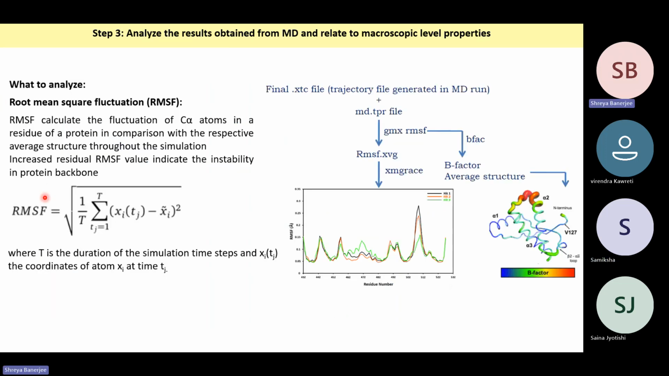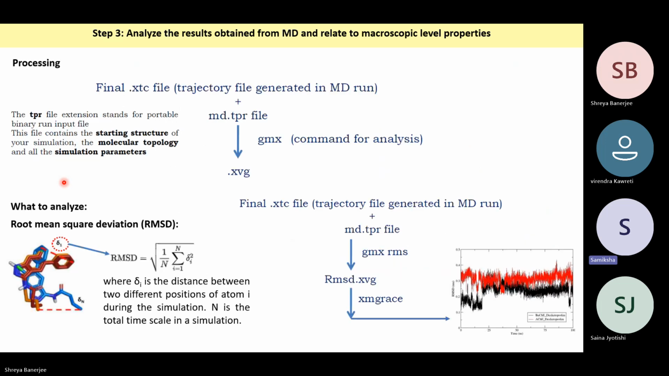Ma'am, in the case of RMSD, the unfolded protein means we are calculating the folded protein to the unfolded, right? Or are we selecting the unfolded protein to the folded protein? You have said that while calculating RMSD we are finding the deviation of atoms from different positions. So is it about the folded protein or the unfolded protein?